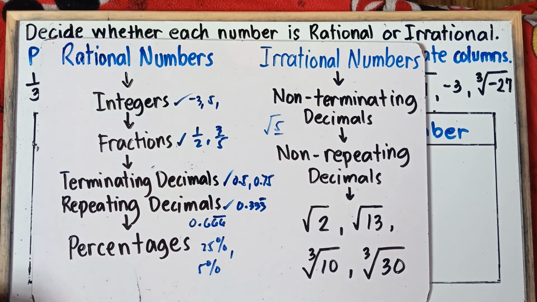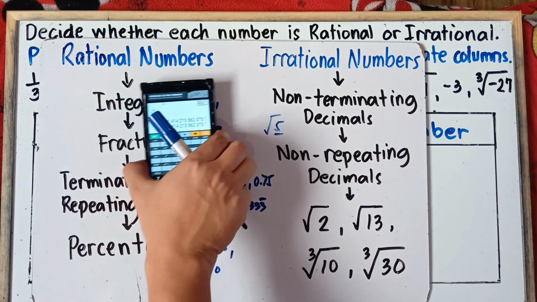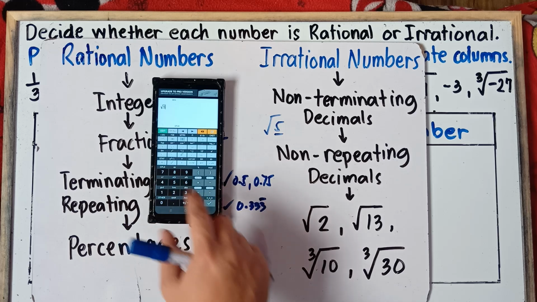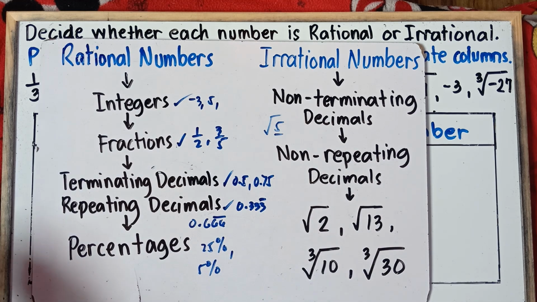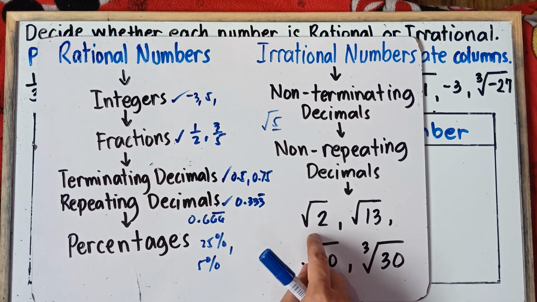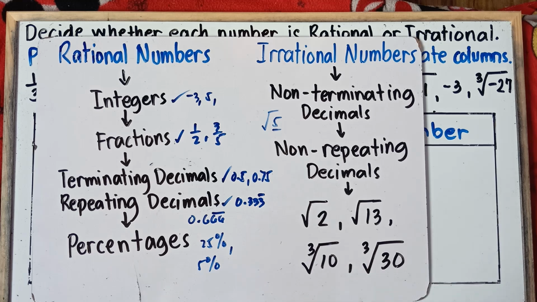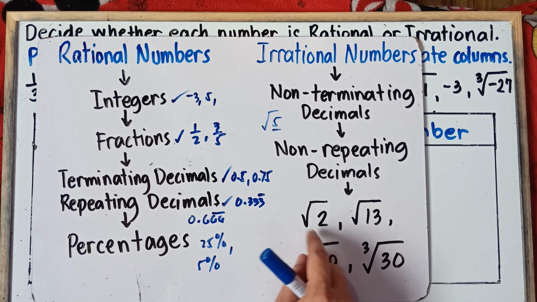Because the answer of square root of 5, let's check our calculator, is 2.23606 and so on. The digits, class, are infinite with regards to the decimal. So we call that non-terminating decimals. Just remember this, class: if the number inside the square root is not a perfect square, therefore this is an irrational number.